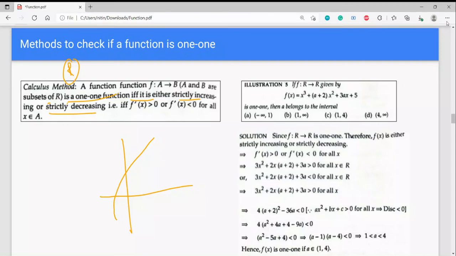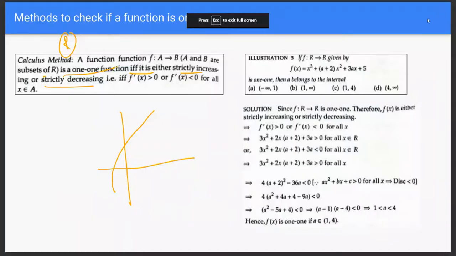So we have discussed a lot of things related to the function. So let's now move further and discuss some more things in the function. Okay. So let us discuss this thing.